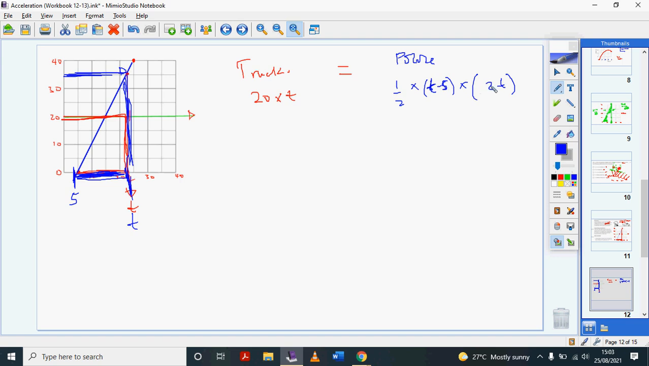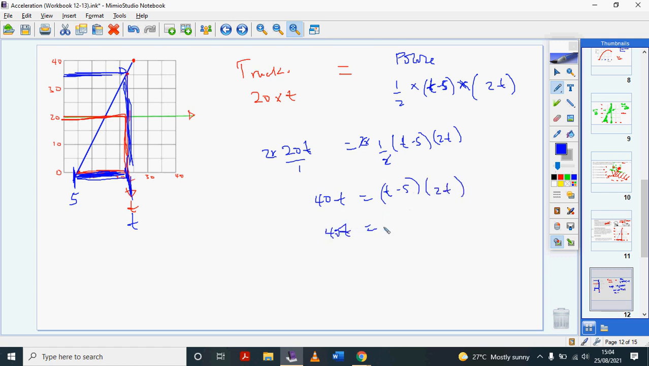So I'll have 20t on this side, and I'll have a half times t minus 5 times 2t, which I can take the 2 the other side, so I'll have 40t. I multiplied by 2 this side and 2 this side. I'll have 40t equals t minus 5 times 2t. 40t is equal to, if I multiply, I'll get 2t squared minus 10t. So I have a quadratic equation, 2t squared minus 40t minus 10t is equal to 0. And if I divide by 2, I'll have t squared minus 20t minus 5 equals 0.